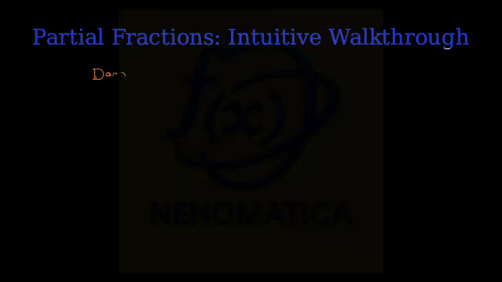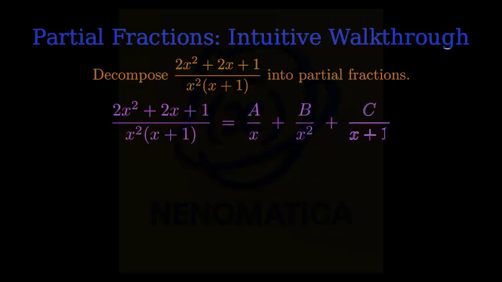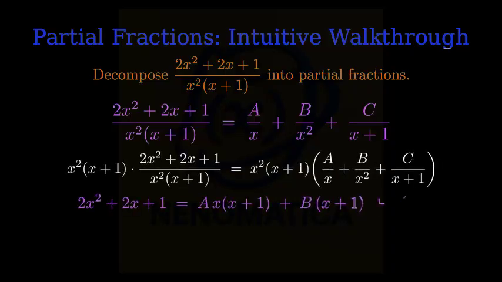In this lesson, we'll decompose a rational function into partial fractions step by step. Here's the example we will solve. First, notice the denominator has a repeated linear factor x squared and a distinct linear factor x plus 1. Because of that, the general form is a over x plus b over x squared plus c over x plus 1. Next, we clear denominators by multiplying both sides by x squared times x plus 1. That gives us a simple polynomial equation to compare coefficients.